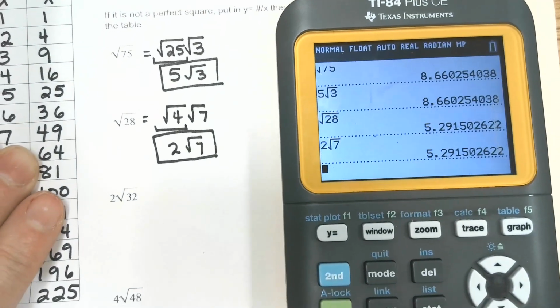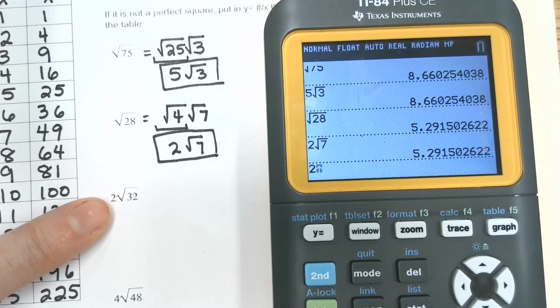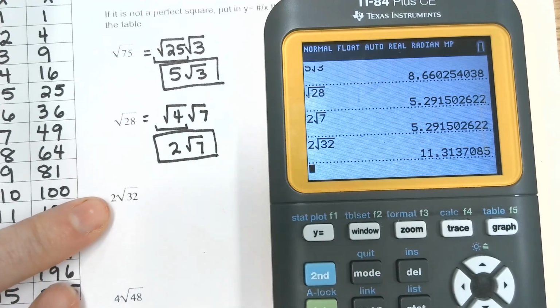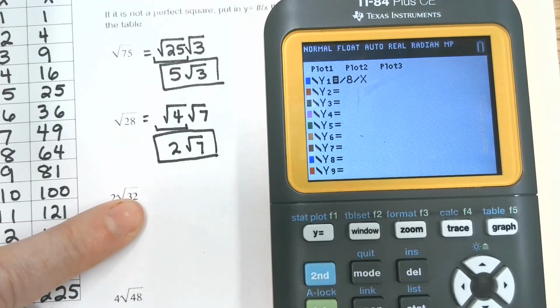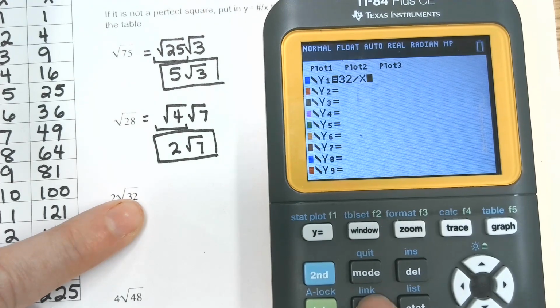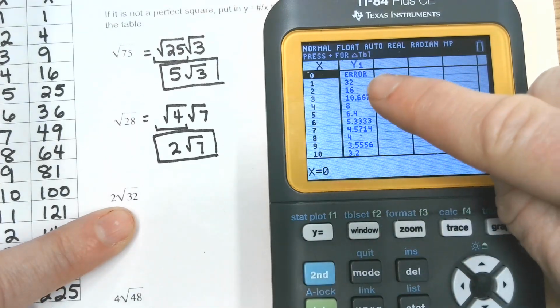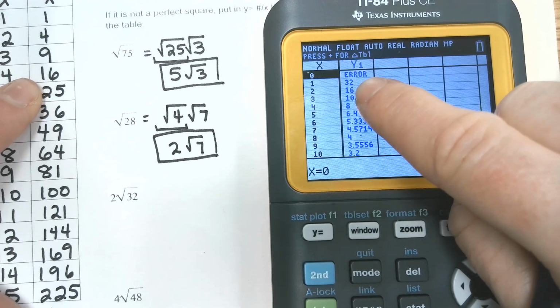Okay, let's go to the next one. Oh, this has a coefficient up front. So let's put that in, 2 square root of 32. Okay, it's not a whole number, so we're going to have to break it down. So I'm not going to put in 2. I'm only going to put in 32 divided by x into y equals to find those factors. So I want a factor of 32 that's on the perfect square list. So look at 32 is not a perfect square, but 16 is.